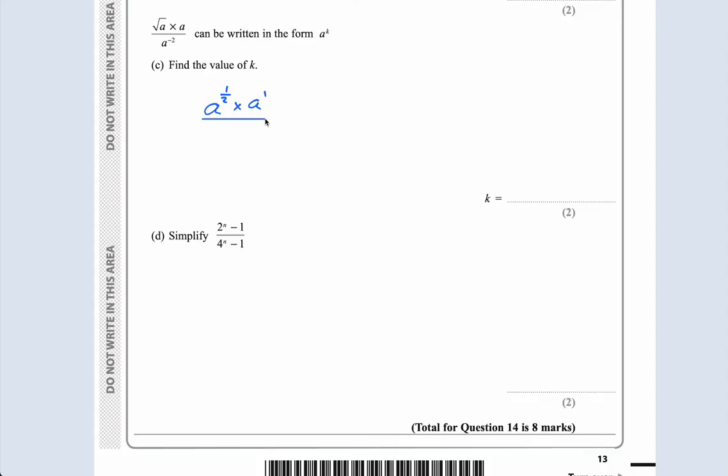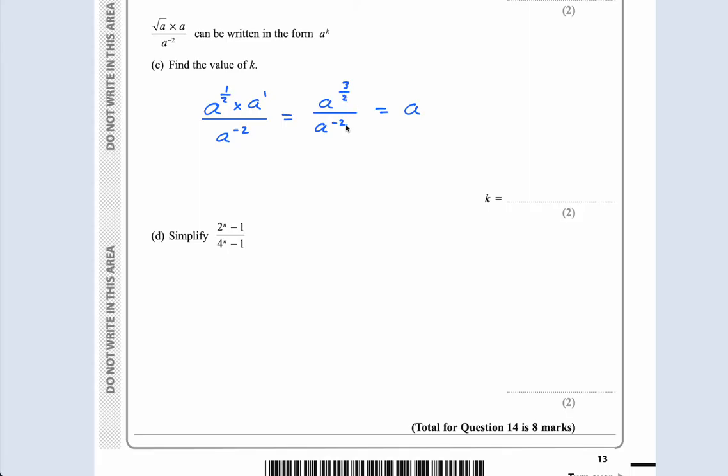All over a to the minus 2. This equals, let's do the top first, multiply the powers. When you multiply, you add the powers. So this is a to the power of a half plus 1 is 1.5 or 3 over 2. So it's a to the power of 3 over 2. And the denominator is a to the minus 2. And this is the tricky bit, guys.